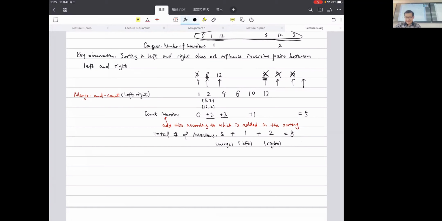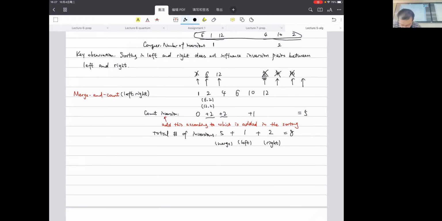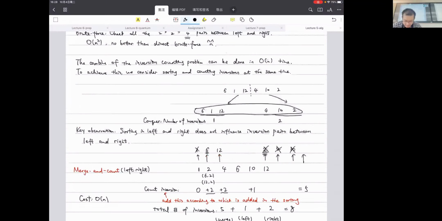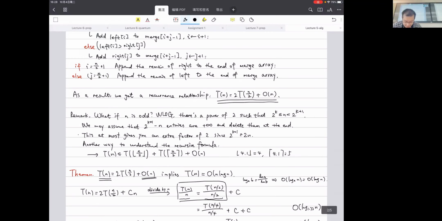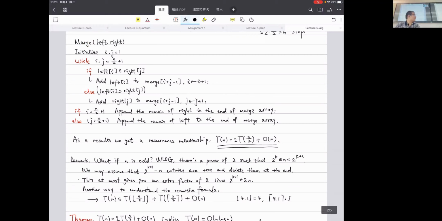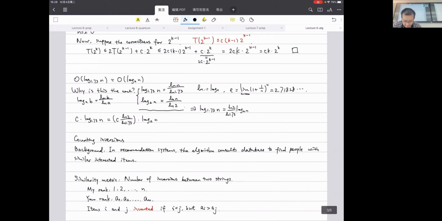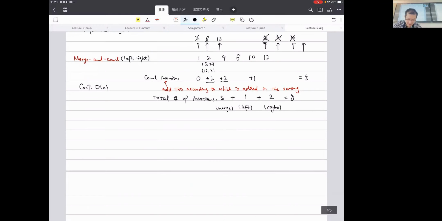Okay, so I guess this intuition is relatively straightforward. And in this algorithm, you can clearly see that the cost is O of n here. But for you to better understand this algorithm, I think it's still very important for me to write it down. Although the merge sort idea is relatively straightforward, it's a good practice to write down this merge and count algorithm on the next page.